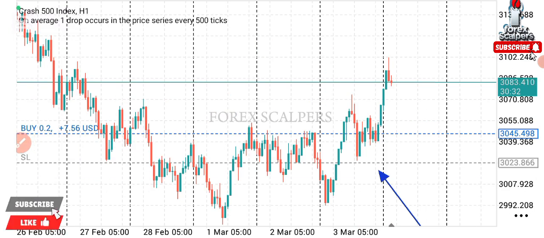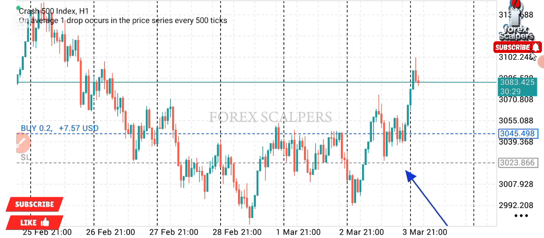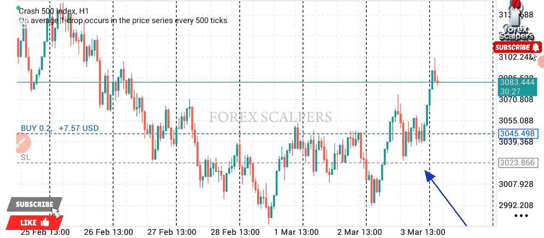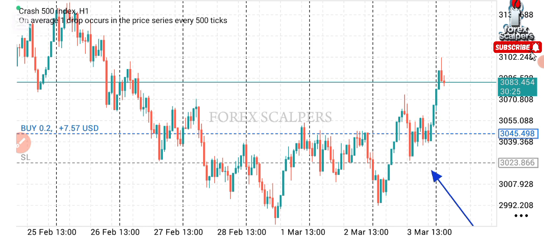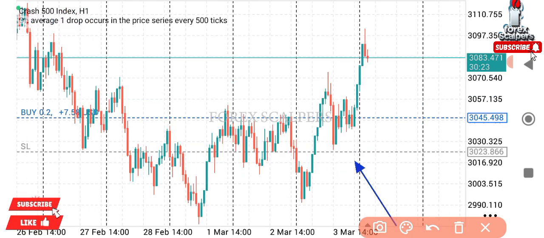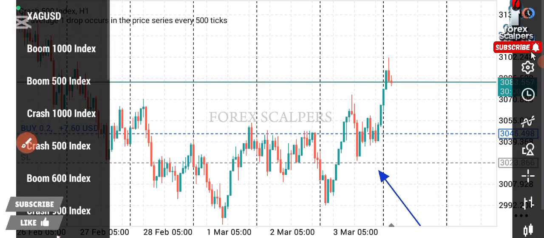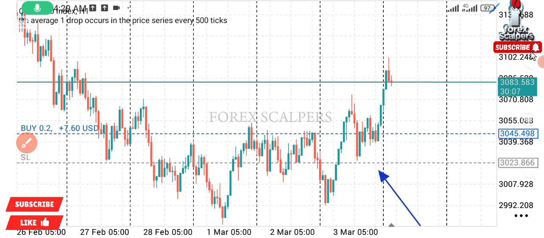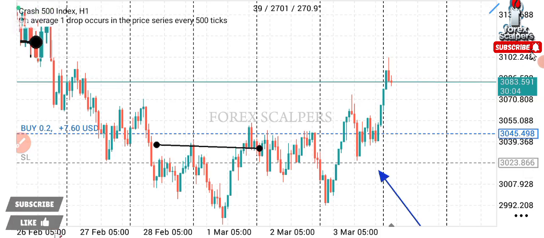Again, I have Crash 500. This Crash 500, how do I make this trade entry? I observe my chart. Price is giving me a lower low, a lower high, a lower low, a lower high, and a lower low. So what happened? Carefully, price breaks structure. And if you look at this zone, this is a break of structure.